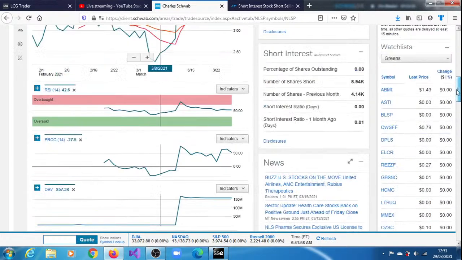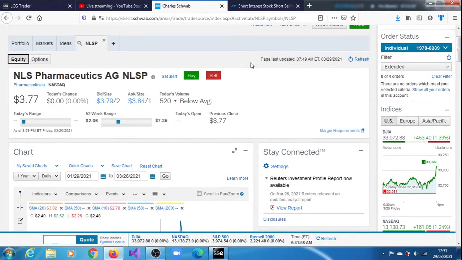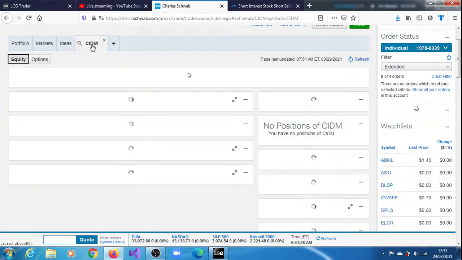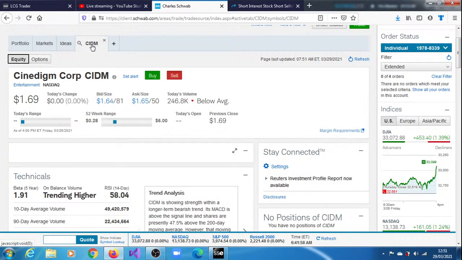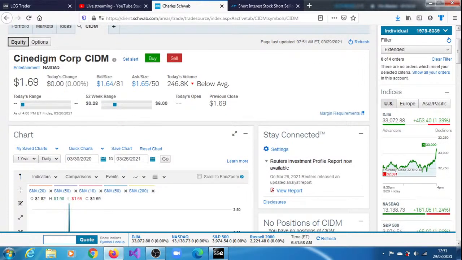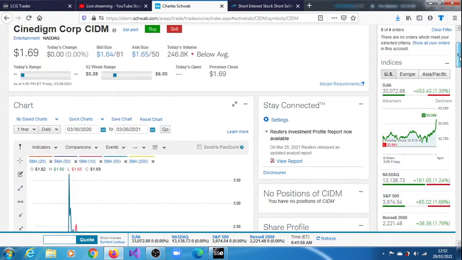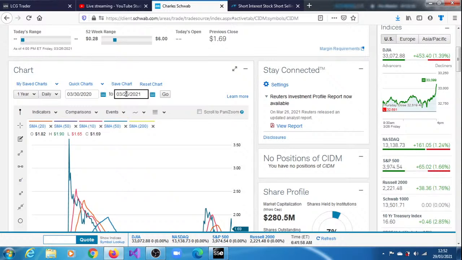CIDM. Okay, CIDM Corp is trading at $1.69 so far in the pre-market. 246,800 shares have crossed the tape, which is below average at the moment. So let's update this to the 29th.